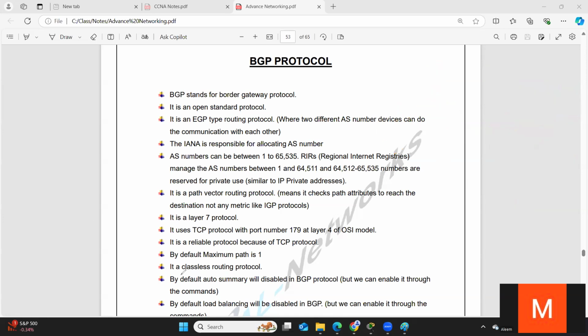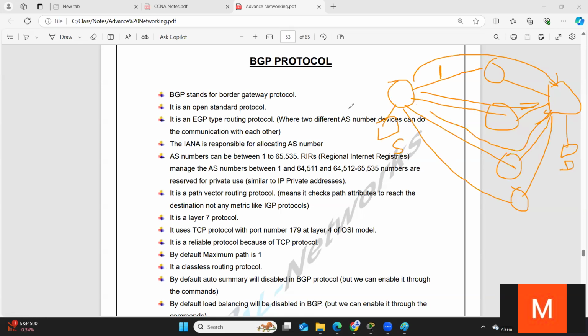So again, it's a classless routing protocol. What does that mean? Classless means we have a prefix here. This is the destination prefix, we have /24 and /25 and /26. Whichever prefixes of subnetting we use, they will be carried with the subnet mask. That is the reason it's a classless routing protocol.